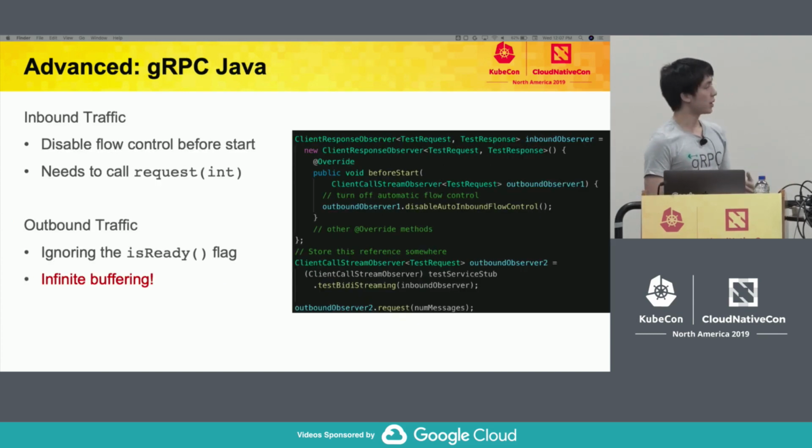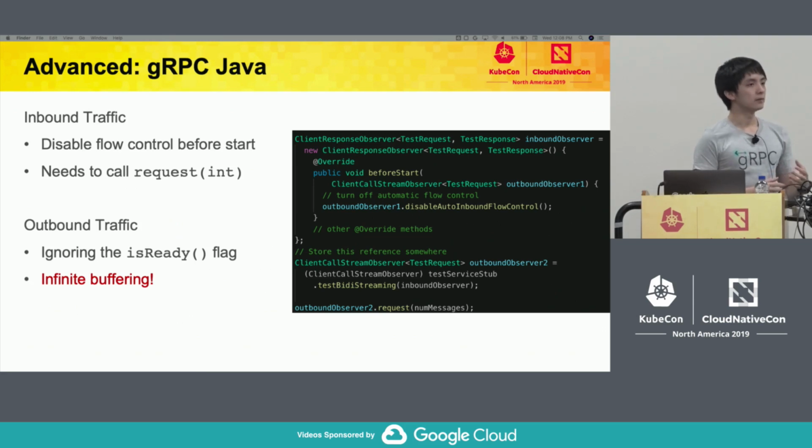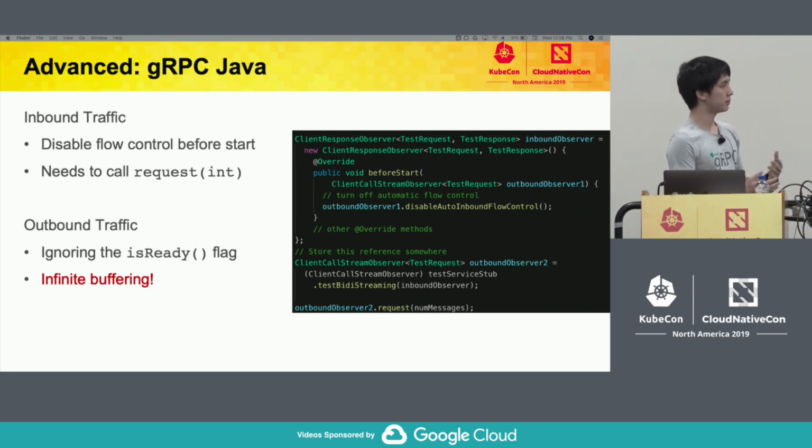And in gRPC Java, for inbound traffic, you can disable flow control before the connection is even started. But the downside is that you need to call request(int), which tells the framework exactly how many requests you are going to receive. And you can call this API multiple times. For outbound traffic, to ignore flow control is simple. You can just simply ignore the isReady flag, but it may cause indefinite buffering here, and maybe it will cause out of memory in your application, so use with caution.